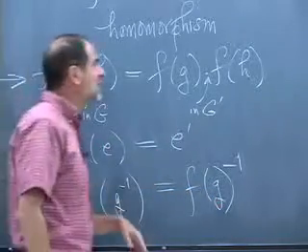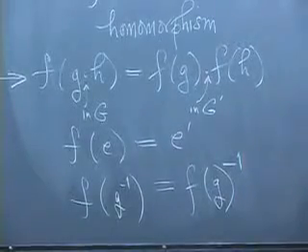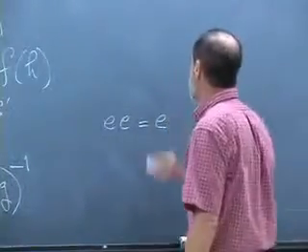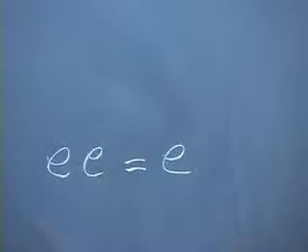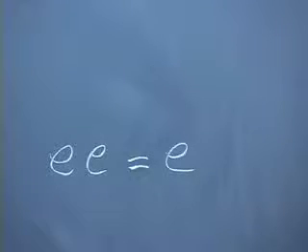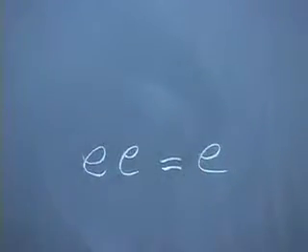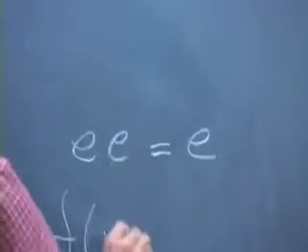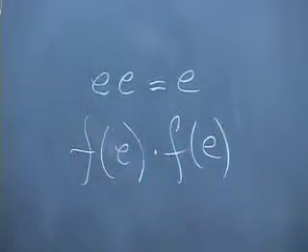To prove that it takes the identity into the identity, you use the fact that in a group, e times e is e. e is the only element which has that property. No other element has the property that a times a is a. This is a unique element with that property because you could cancel e by multiplying by e inverse. So if you take that and you apply f to it, you get f of e times f of e using this property. That's f of ee.